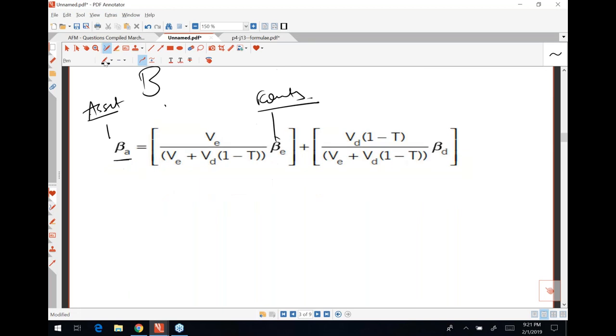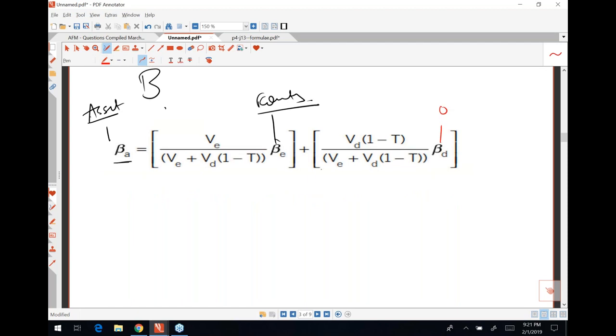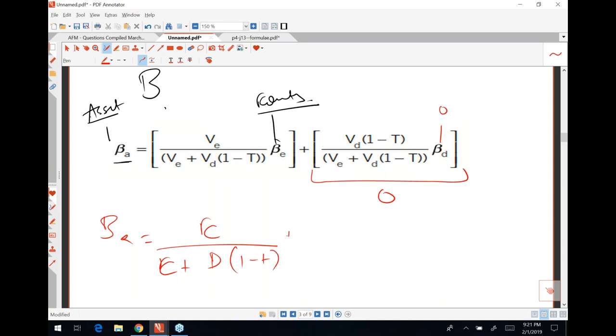Now when we assume that the debt beta has a value of 0, this whole bracket becomes 0. And we are left with this formula: asset beta is equivalent to market value of equity divided by market value of equity plus market value of debt multiplied by 1 minus t, multiplied by equity beta.